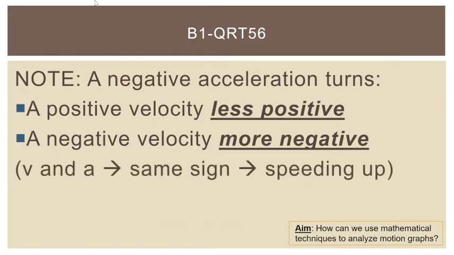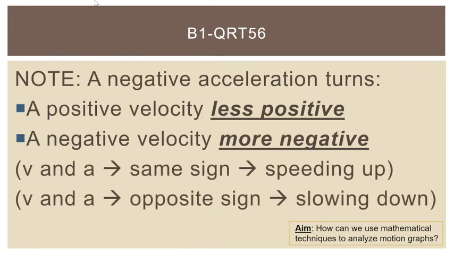If it was a positive acceleration, the positive velocity would get more positive and the negative velocity would get less negative. And remember, this goes back to those two rules that we were talking about when we first started talking about acceleration. When the velocity and the acceleration are the same sign, the object speeds up. And when the velocity and the acceleration are the opposite signs, the object slows down. Take a second to pause this video, write that down, and when you hit play, we'll take a look at another problem here, and then we'll wrap this up for the day.